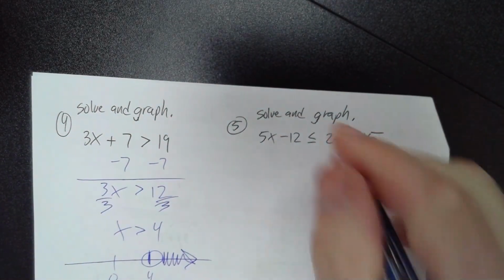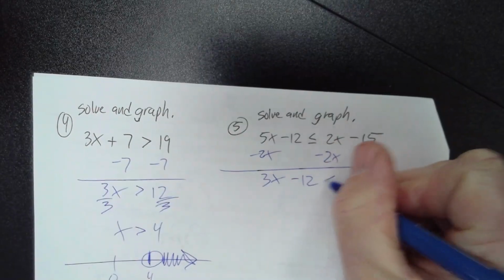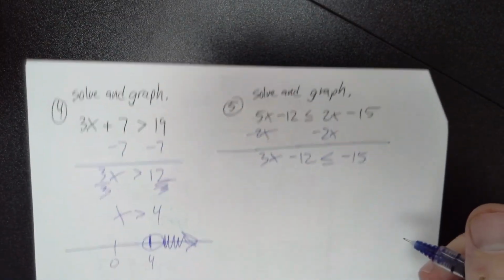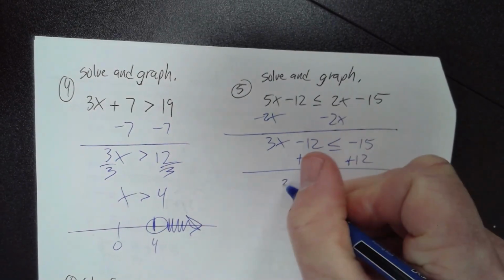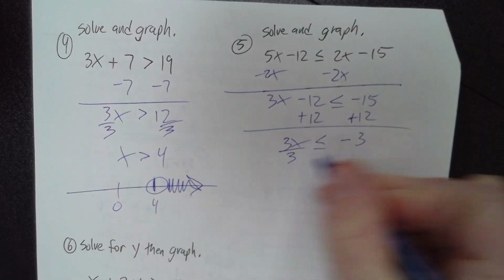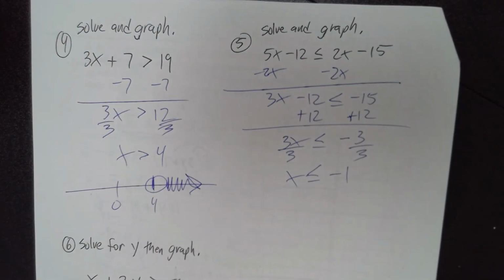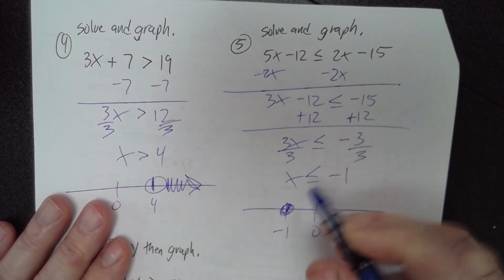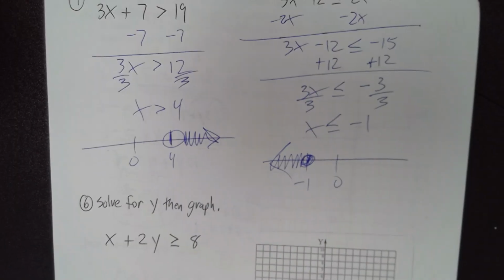I'm going to subtract 2. 3x minus 12 less than or equal to negative 15. Make sure the negative falls straight down. We're going to add 12 over. 3x is less than or equal to negative 3. We have 3 times x, so we divide. Negative 1. Equal to means I touch. I touch the negative 1, and then it says x is less than. So less than is to the left.